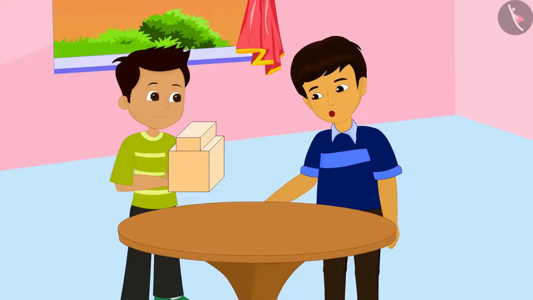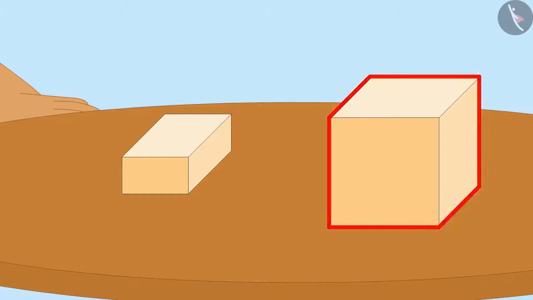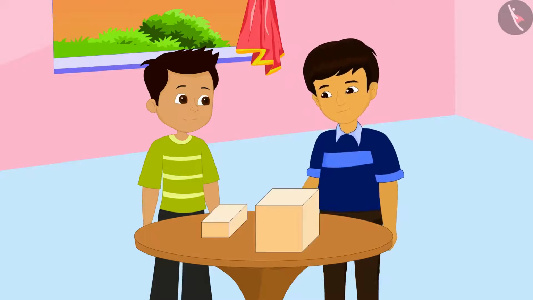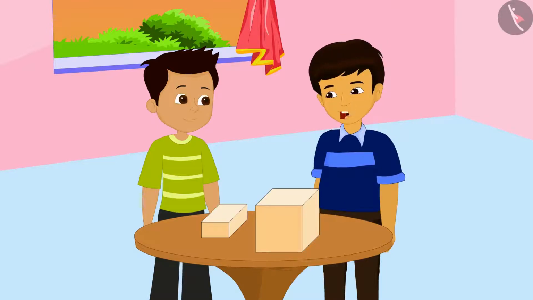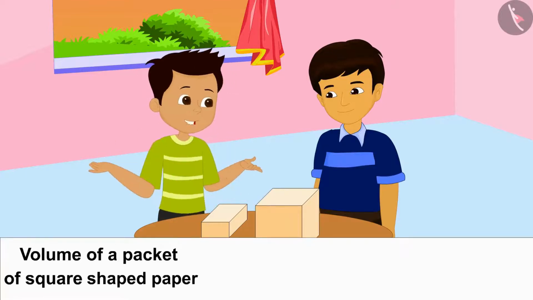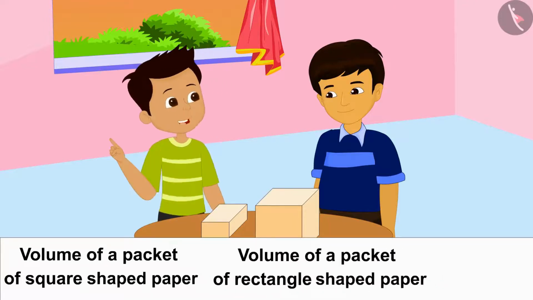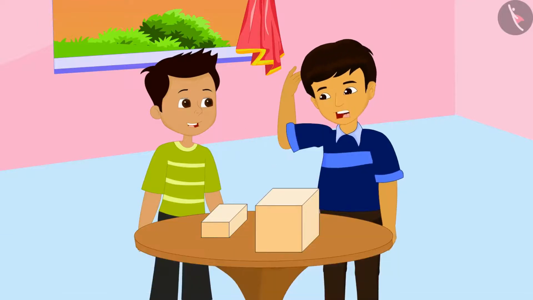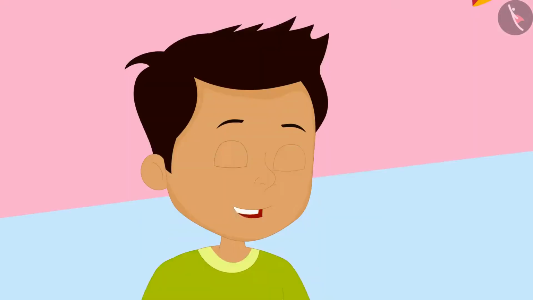Thomas, did you bring the paper for the project? Yes, look, I have brought both square and rectangle papers for the project. Thomas, did you notice that square-shaped paper packets and rectangle-shaped packets are taking up different spaces? Yes, that is because the volume of a packet of square-sized papers and the volume of a packet of rectangle-sized papers are different. I did not understand what you meant. Thomas, can you please explain this to me in more detail?